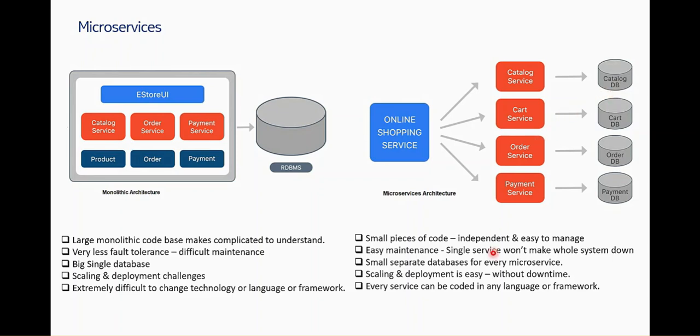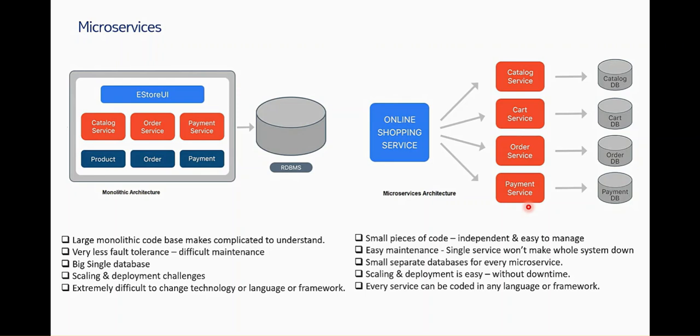Scaling and deployment is easy. Let's say you want to scale only the catalog service. The problem in the monolith is that you cannot scale only the catalog service; you have to multiply the whole code together. But here you can scale only that service. You can scale the catalog service up and down by the multiplication factor of your choice. And every service can be coded in any language or framework, because finally you will have container images, and you can run different container images on your infrastructure.